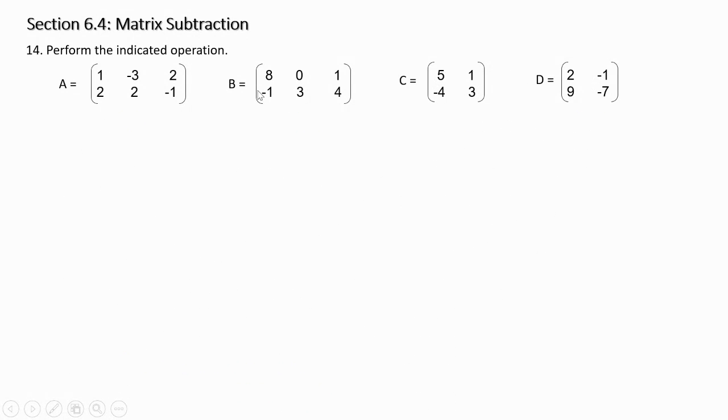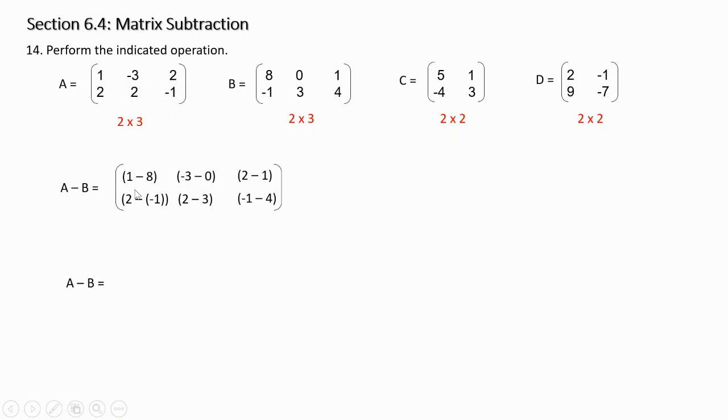Okay. Now let's do subtraction. Okay, so those are the sizes. So A minus B will be 1 minus 8, and this can be done because A and B are the same size. So 1 minus 8, negative 3 minus 0, and 2 minus 1. And 2 minus negative 1, 2 minus 3, and negative 1 minus 4. Okay, so that will give us a negative 7, negative 3, positive 1, positive 3, negative 1, and negative 5.